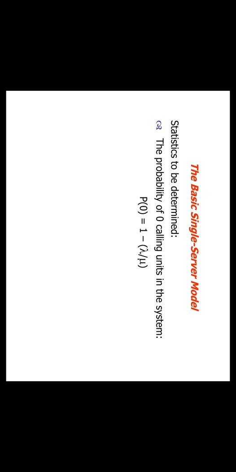Beginning with the probability of 0 calling units in the system. P of 0 is equal to 1 minus lambda over mu. Substituting the data we have in their common unit to the formula, this would be equal to 1 minus the quantity 2 over 4, or P of 0 is equal to 1/2, or 50%. So 50% of the time there is no car passing through this particular system.